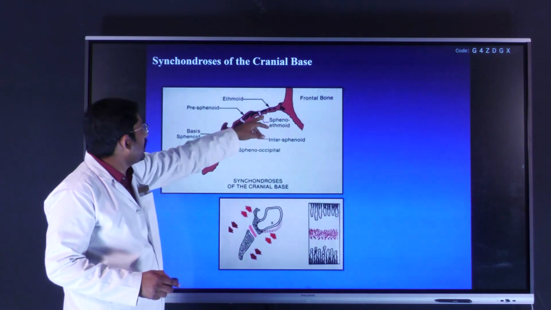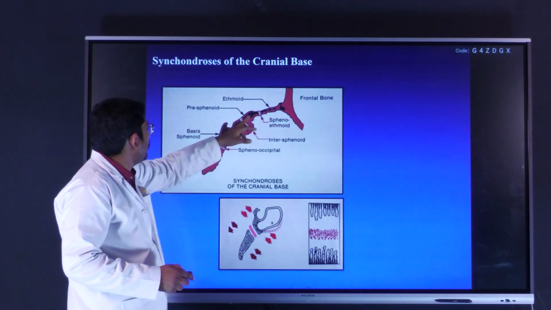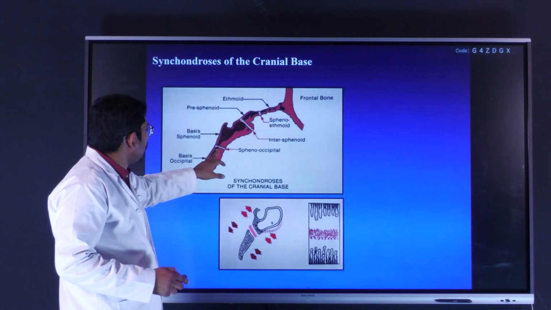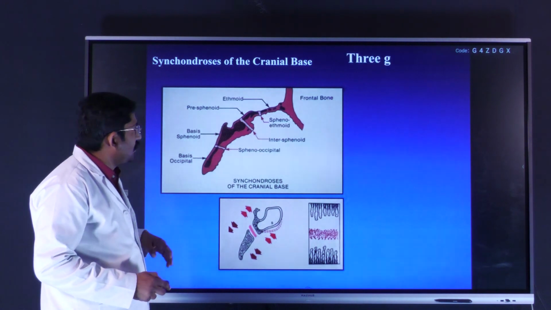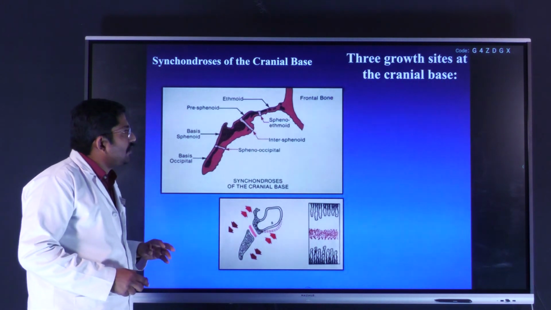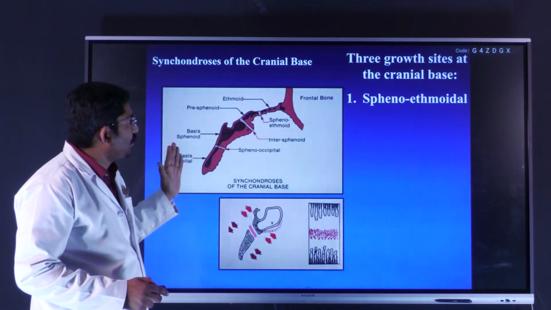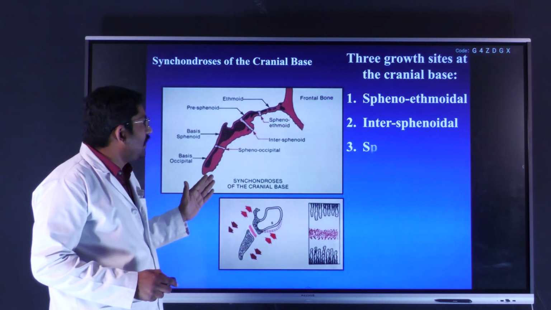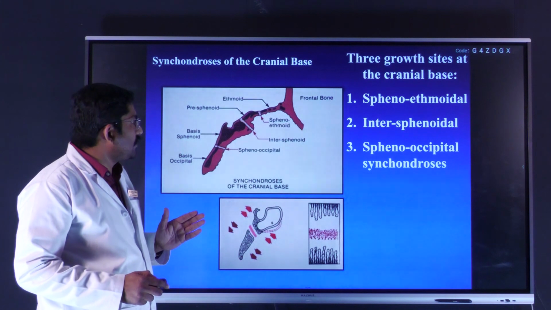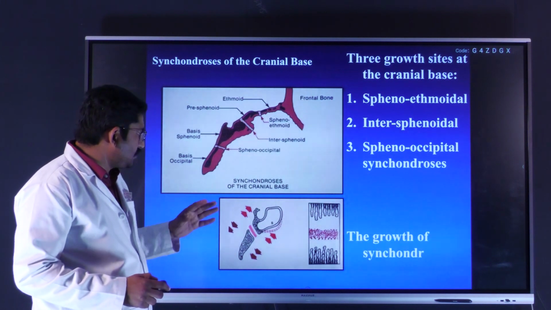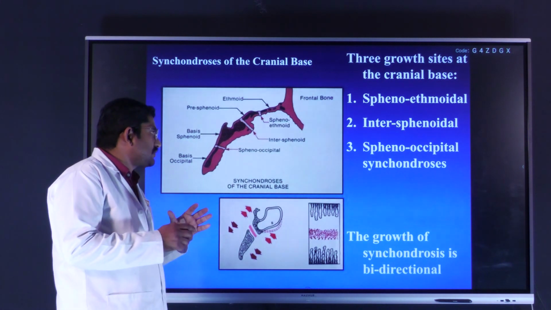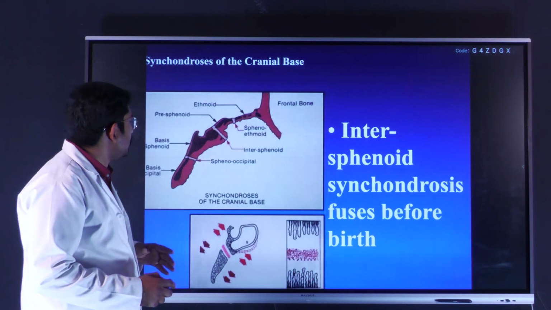There is a sphenoethmoid, an intersphenoid, and a spheno-occipital. So there are 3 growth sites at the cranial base. The 3 growth sites are the sphenoethmoidal, intersphenoidal and spheno-occipital synchondroses. These are the 3 synchondroses. The growth of the synchondroses is always bidirectional, as said earlier.